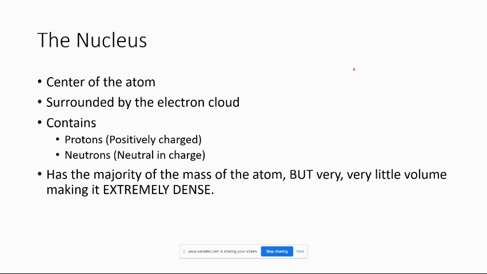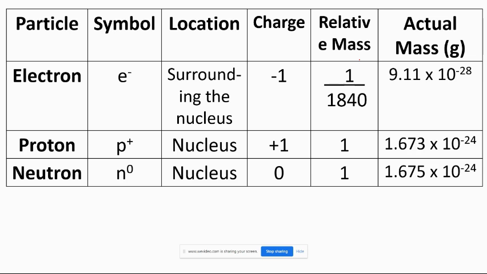So the center of your atom is your nucleus, and then you have these electron levels that surround that. But the majority of the mass of the atom is all contained right within that nucleus. So again, here are the abbreviations for these. Here are the locations. Here are the charges. This mass is very small.